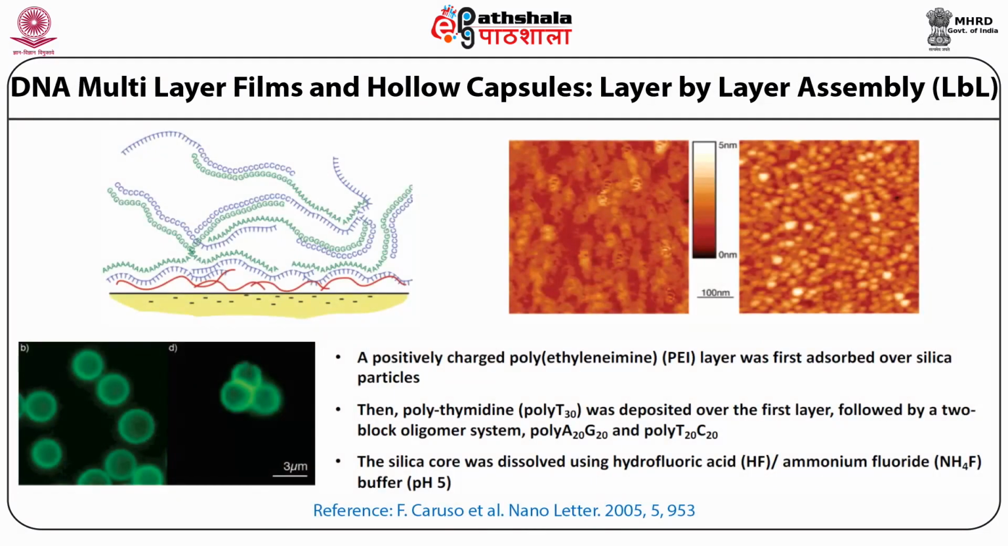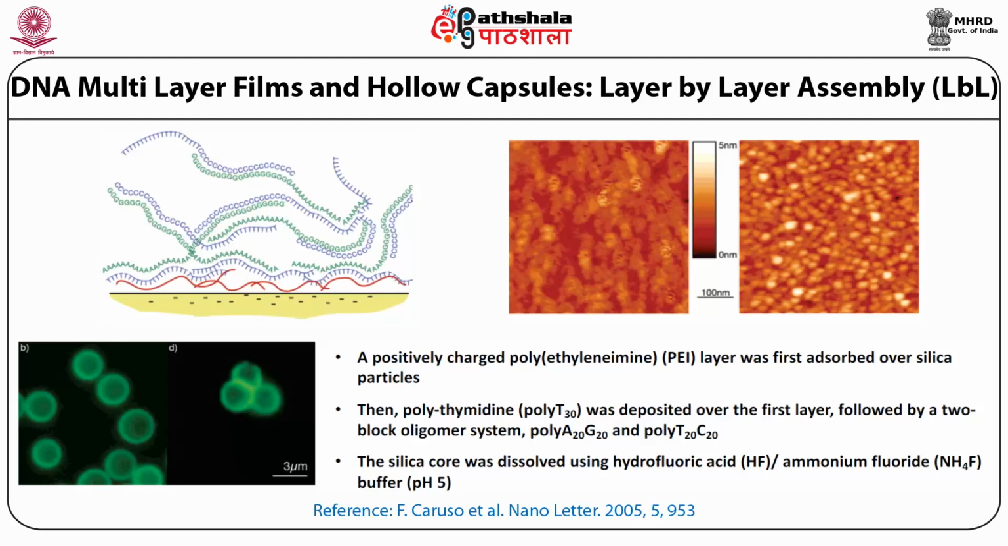One can also form DNA multilayer film or hollow capsule by using layer-by-layer self-assembly. So in this case, as you see from the cartoon, one can deposit positively charged polyethylene imine polymer onto the silica surface, and you can make it positively charged, and then one can put negatively charged polythymidine residue with 30-mer, which gets electrostatically adsorbed to this polyethylene imine moieties, and then can use a 2-block oligomer system like poly AG or TC. Now they are complementary to each other.